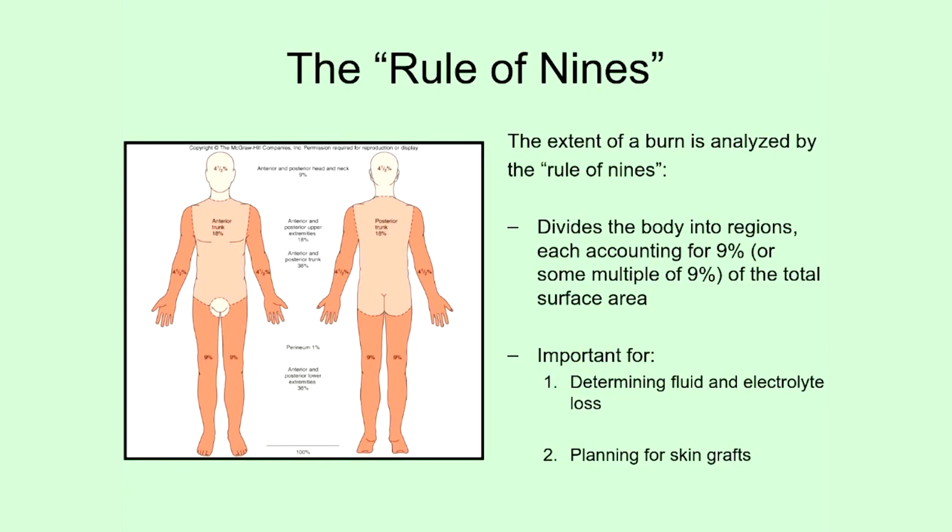So to give you just a brief background on what the rule of nines does, basically it divides the body into regions. You can see these regions in this diagram divided up. The front side of the body is divided up separately from the back side of the body, and each of these regions is assigned to be 9% or some multiple of 9% of the total surface area.